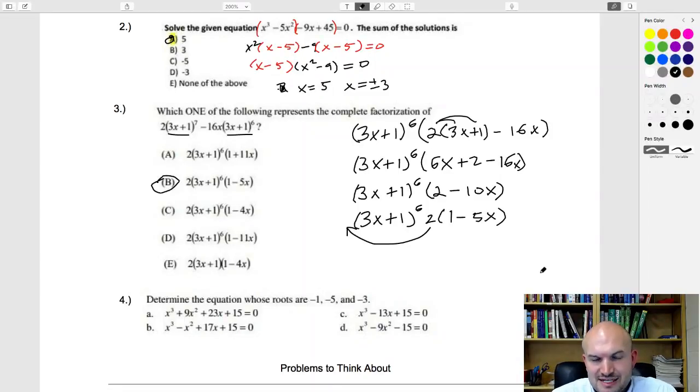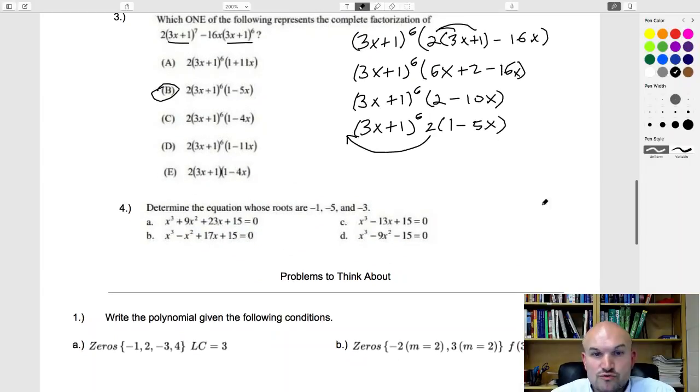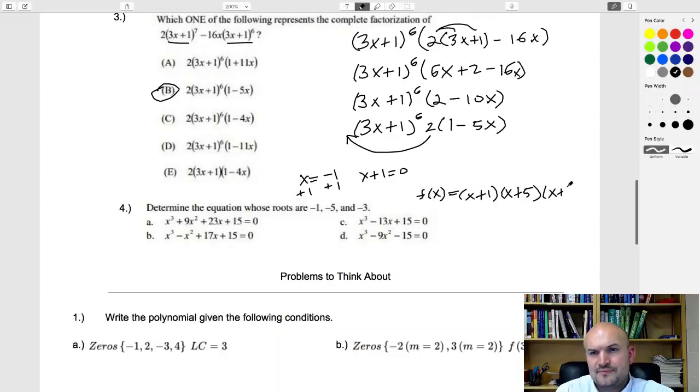All right, last but not least here is determine the equation whose roots are negative 1, negative 5, negative 3. That's kind of the same thing as given the zeros. Now, rather than setting these each equal to 0 and then finding out the factors, I can figure out that f of x is equal to these factors, x plus 1, x plus 5, and x plus 3.